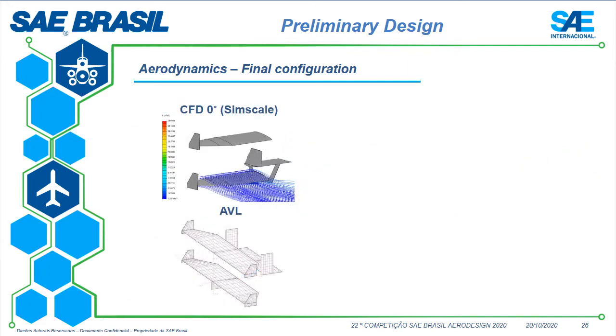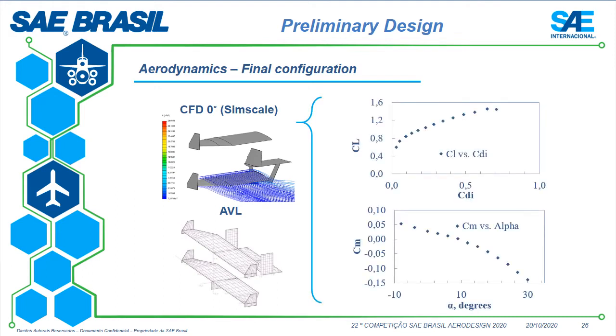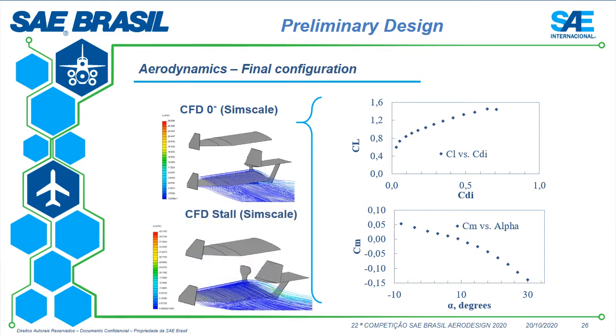The final configuration was evaluated. Most of the results show a good correlation. Computational fluid dynamics was used to study lift variation with the angle of attack until the stall is reached. The study allows seeing wind flow behavior at those conditions, where flow separation is noticeable.